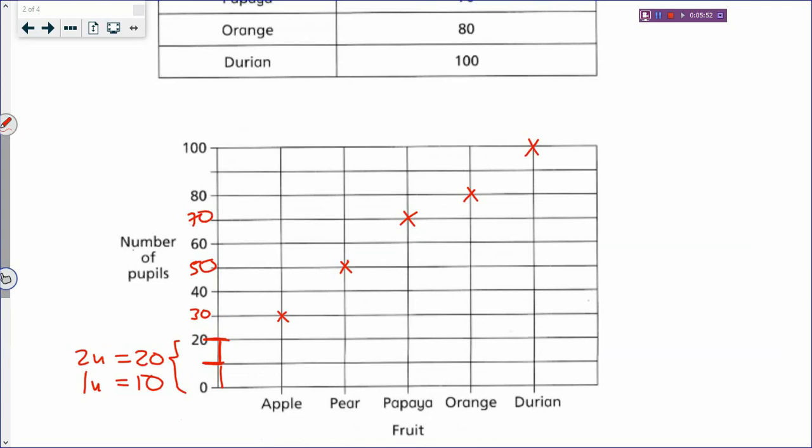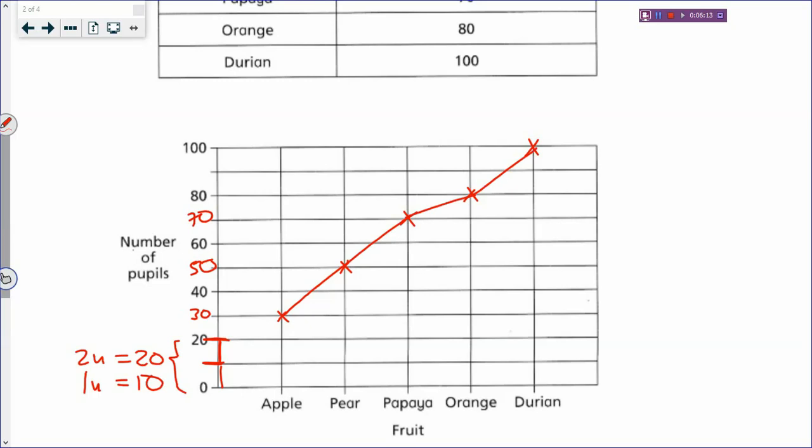Okay, now. So after you put all the crosses already, then you take your ruler and you join from one cross to the other cross using ruler, right? You got to use a ruler to draw straight lines, okay? And then you can see that it's going up, right? It's going up, okay? So that's how you draw the line graph. So this line graph is going up.